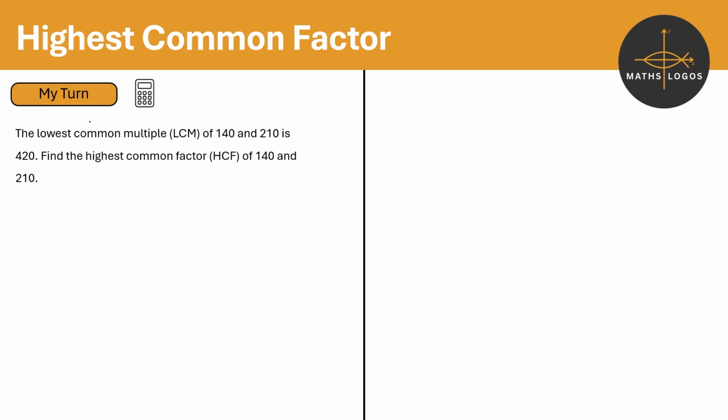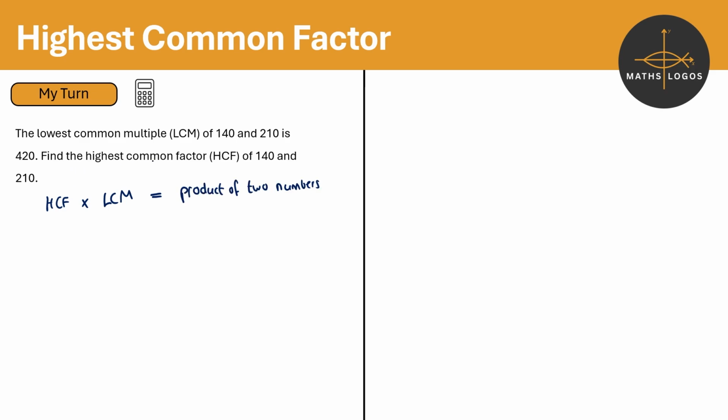All right, let's look at one more example. The lowest common multiple, LCM, of 140 and 210 is 420. Find the highest common factor of 140 and 210. We're going to use the fact we know the two numbers, we know the lowest common multiple to find the highest common factor. And we've got a nice little formula that we can remember, and it's this: the highest common factor multiplied by the lowest common multiple is equal to the product of the two numbers.